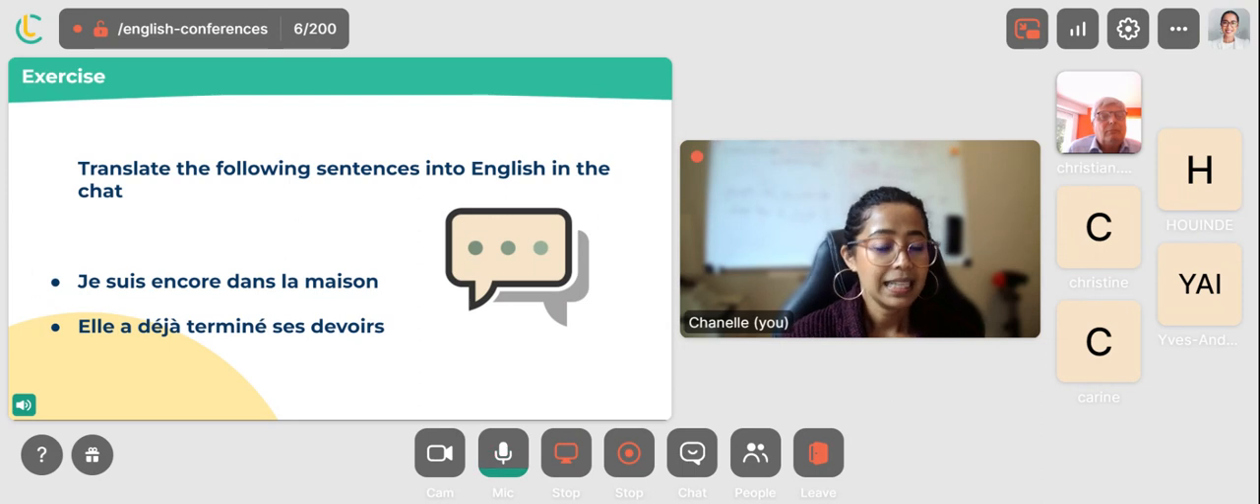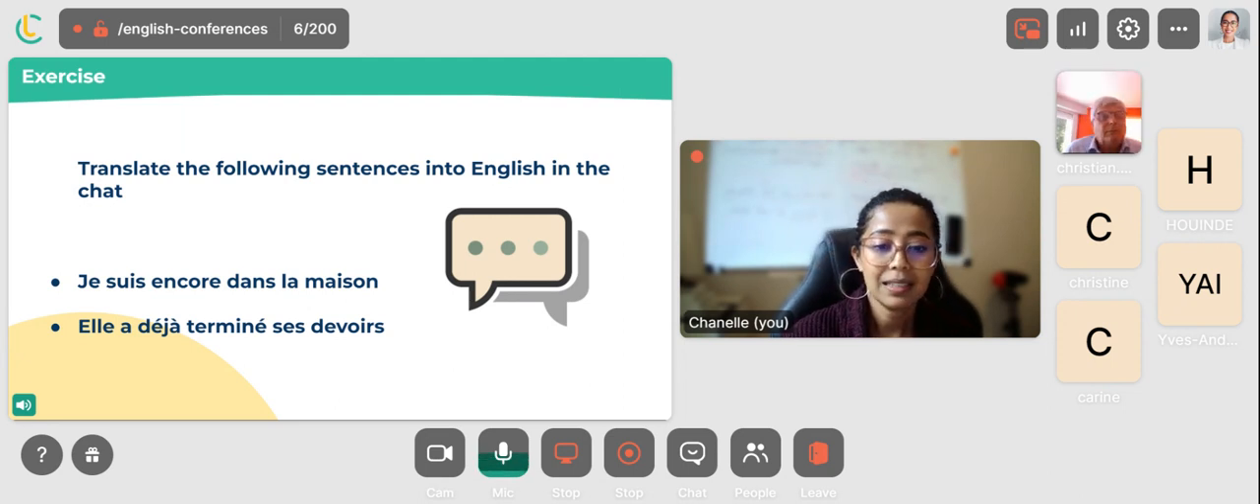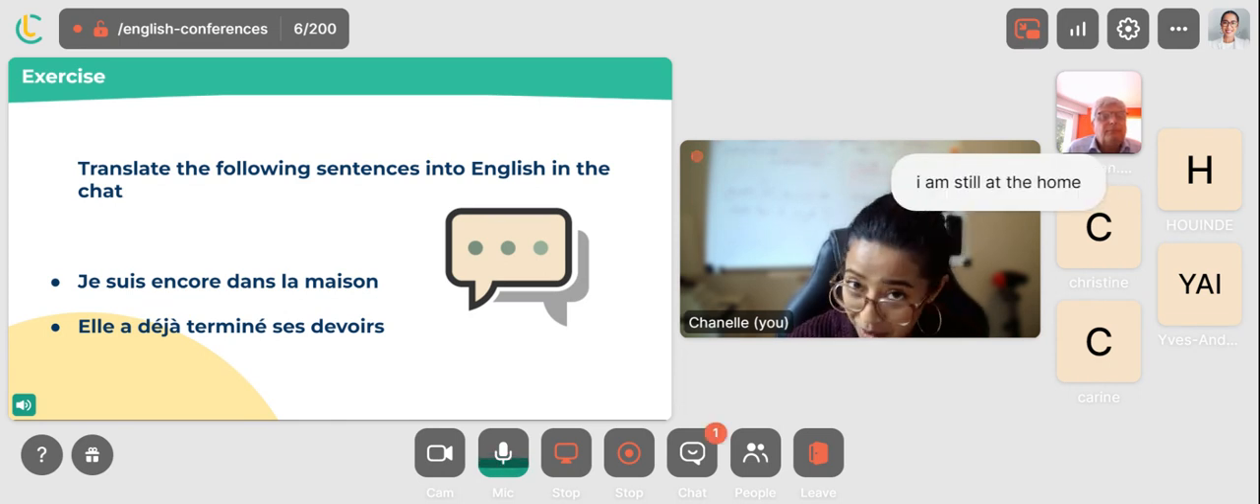So, let's see if we can translate the following sentences. Normally, I would do it in the chat, but let's have a look. It says, Je suis encore dans la maison. So here we are saying, I am still in the house. Elle a déjà terminé ses devoirs. Déjà, she has already finished her homework.